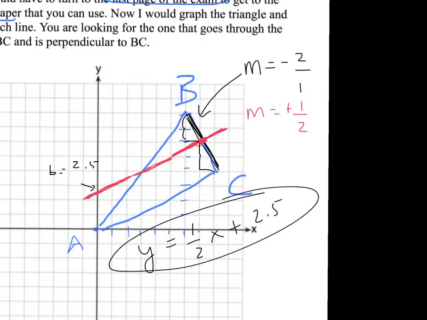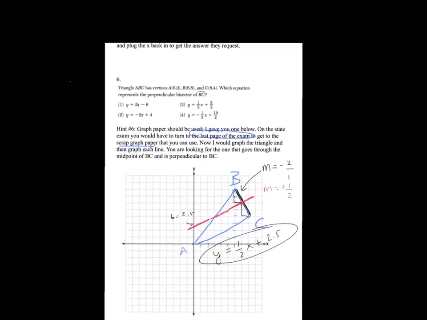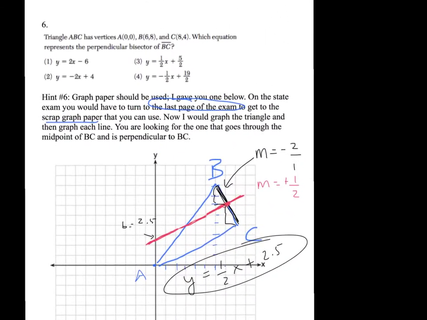And if you look at the top of the page, there's only one answer that has the slope of 1/2. So you could have actually stopped the question once you found out what the slope was, and you did not even need to put down the y-intercept to get it right. So choice 3 would be the right answer. All right.